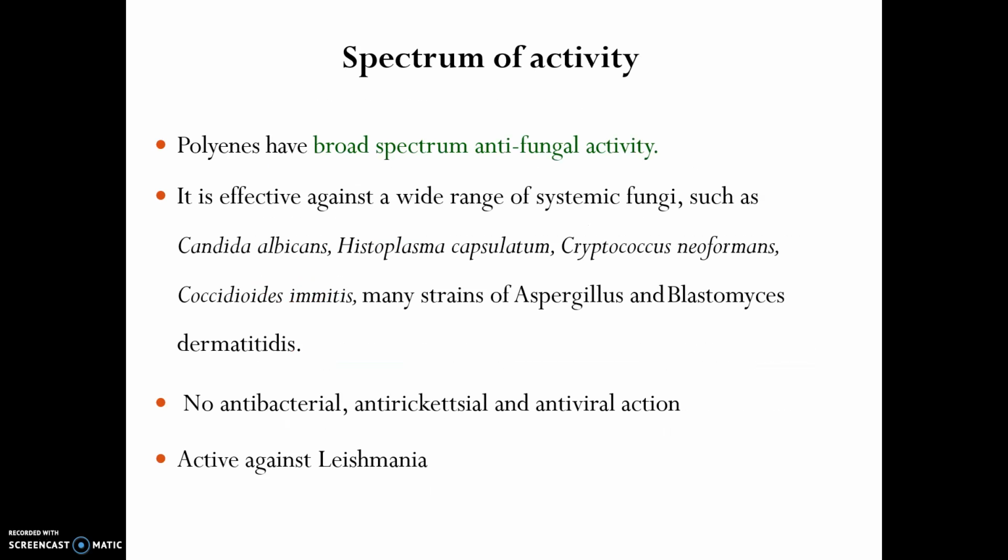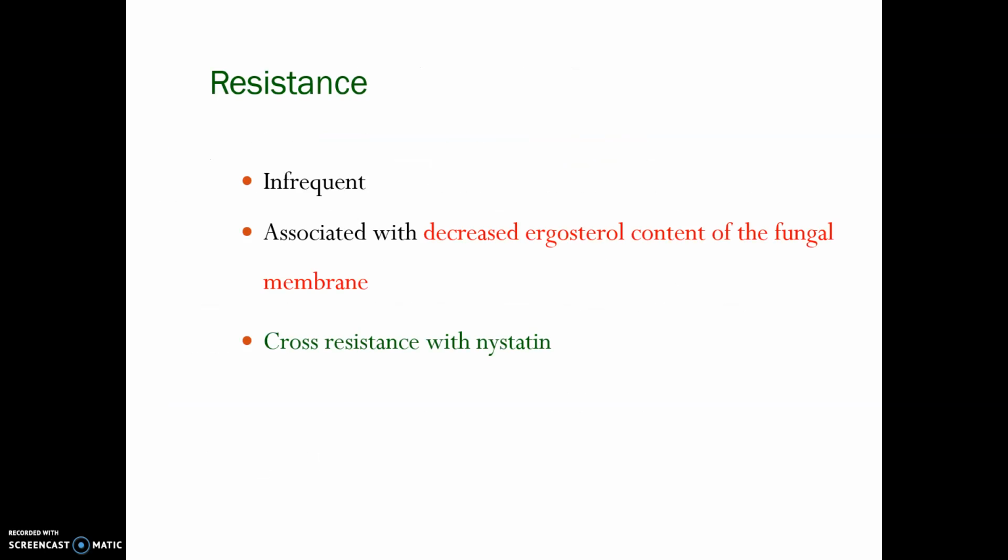As for the spectrum of activity, polyenes have a broad spectrum of antifungal activity. They act against Candida, Histoplasma, Cryptococcus, Coccidioides immitis, and many strains of Aspergillus and Blastomyces. There is no antibacterial activity because they act against ergosterol. There is no anti-rickettsial or antiviral activity, but they are active against Leishmania. This is a very important point. They also have resistance towards many other ergosterol products.